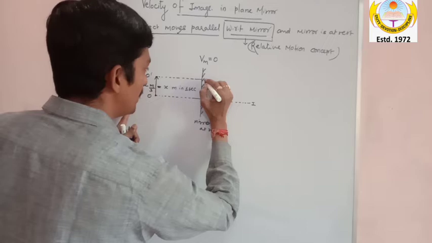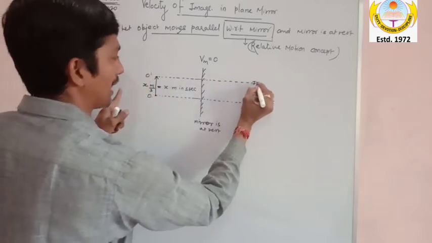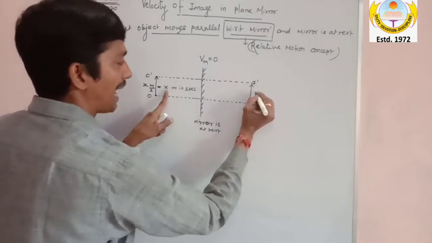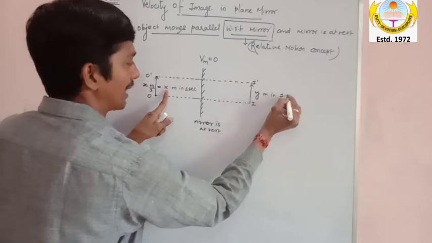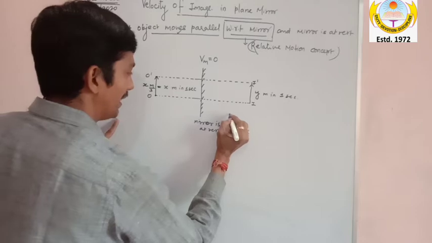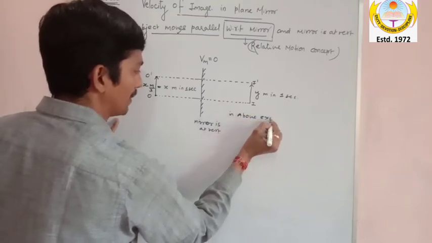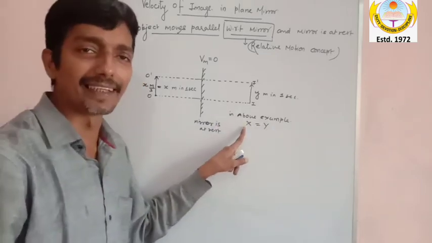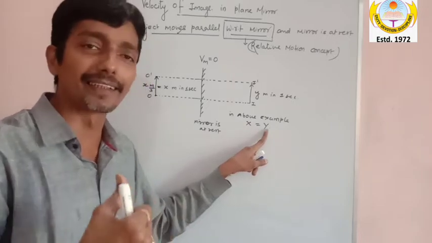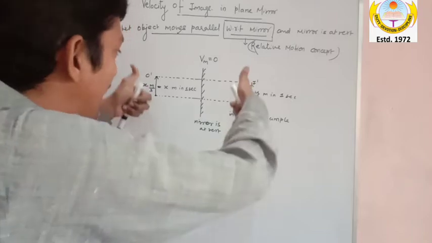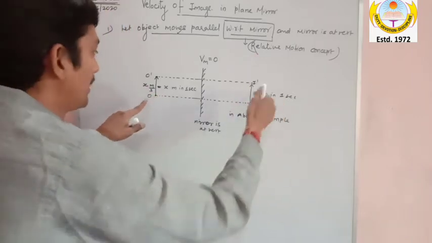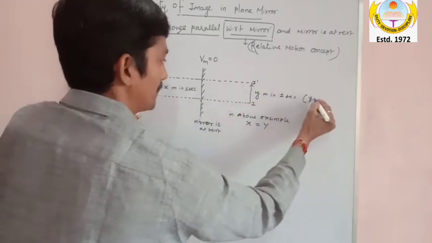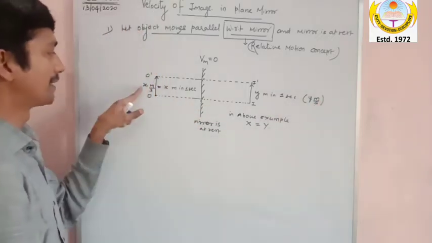So the image is over here, because object O dash corresponds to image I dash. What happened to the image? The image also moves up with the same speed. Say I have taken it as y meter in 1 second. But here, my dear, in the above example, x is equal to y. Only x is the distance covered by the object and y is the distance covered by the image. But both are covering the same distance in the same time. So what is the speed of the image? The speed of the image I will get as y meter per second, as it is x meter per second.